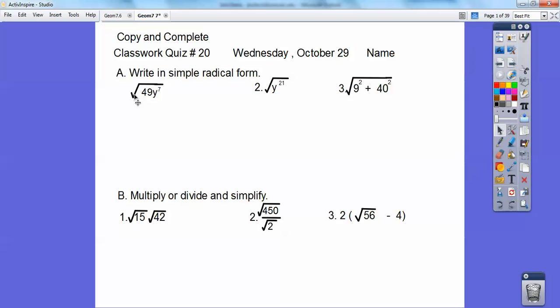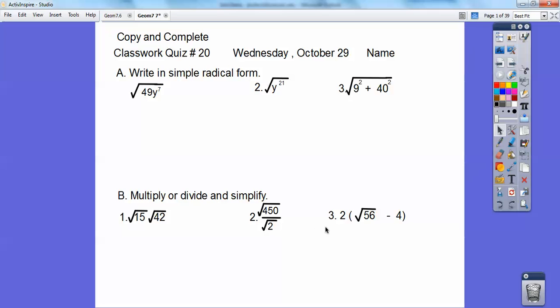This should be number one. Sorry, I don't have a number one right there. What this should say: the square root of 49y to the 7th is number 1. Number 2 is the square root of y to the 21st. Number 3, the square root of 9 squared plus 40 squared. This part down here is the square root of 15 times the square root of 42. This one here is the square root of 450 divided by the square root of 2.